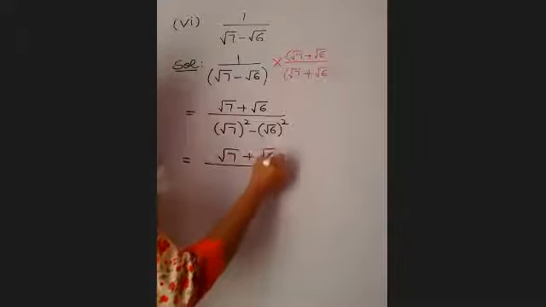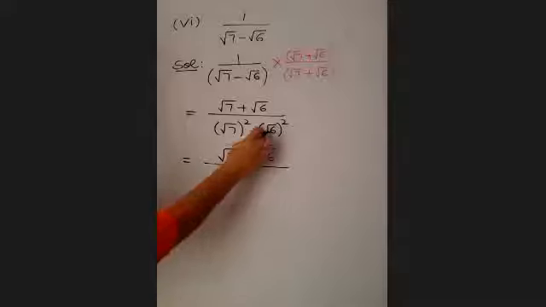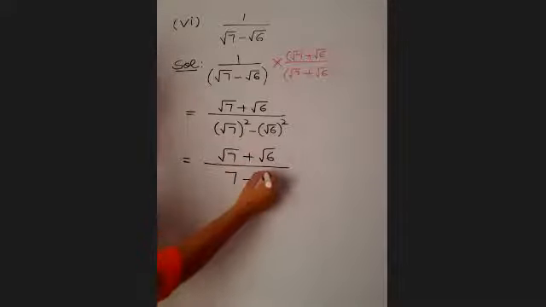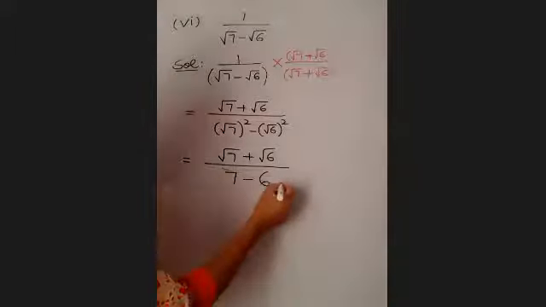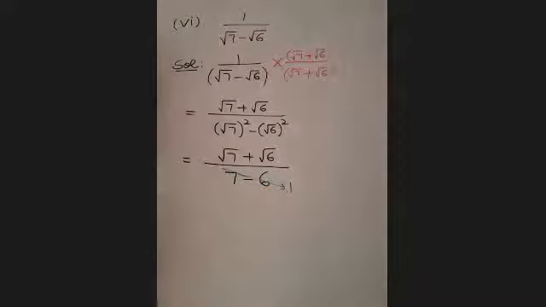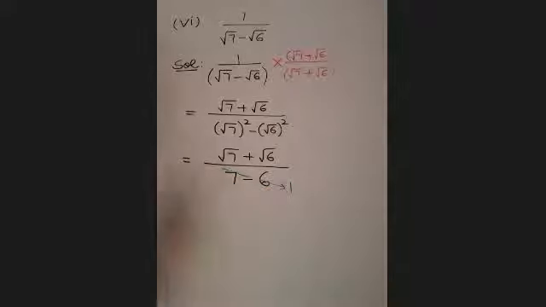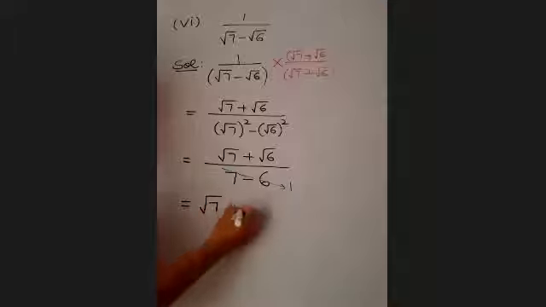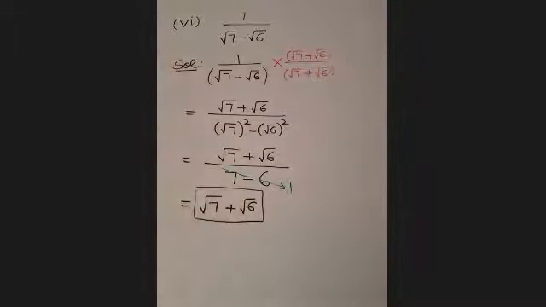Now what is root 7 square? 7. And root 6 square? 6. And what is 7 minus 6? 1. Children, you may put it like this. So root 7 plus root 6 upon 1 becomes what? Root 7 plus root 6. So this is going to be your answer. Okay?